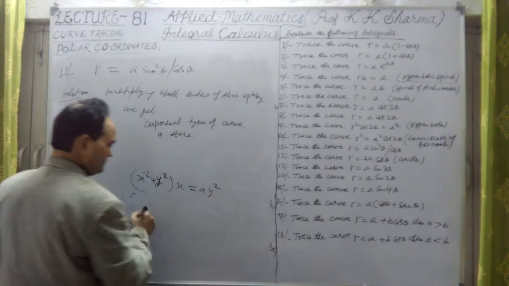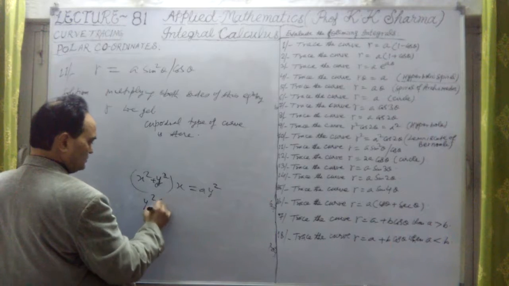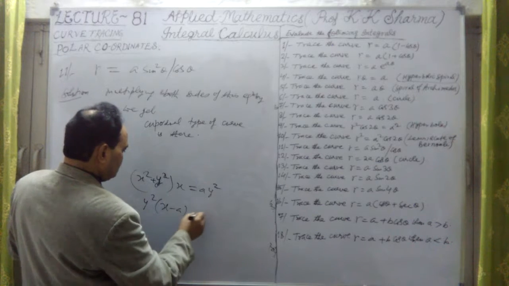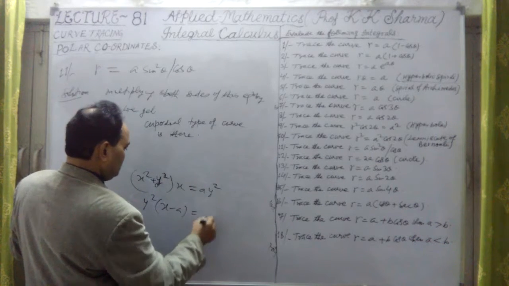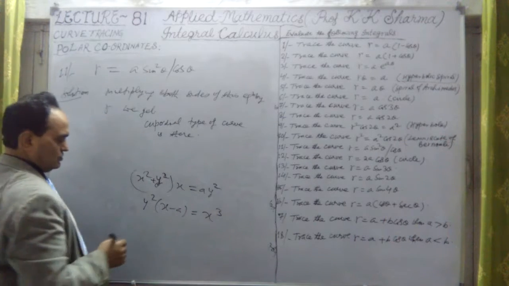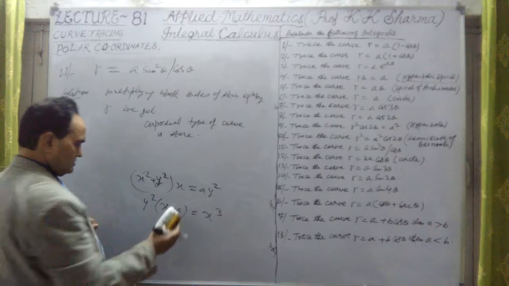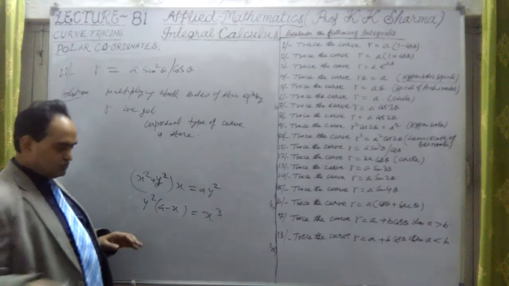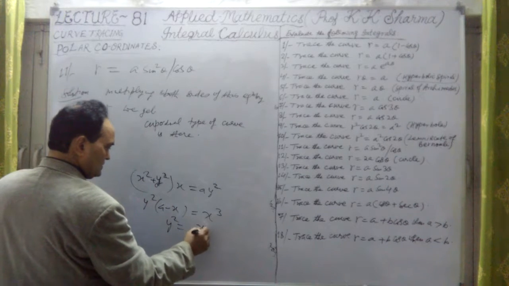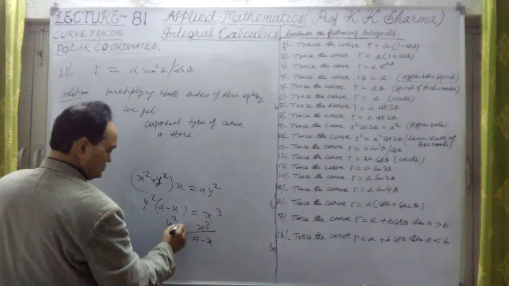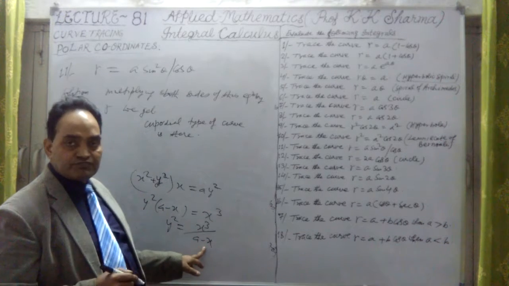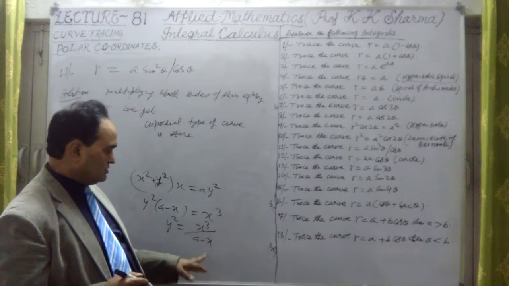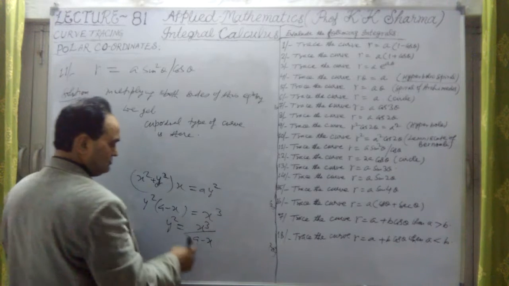this is a y square here. If I take this to this side and take y square common, it will be y square equal to x cube upon a minus x. This is a minus x on the bottom. If x is greater than a, beyond that the curve will not lie, because y square is negative.